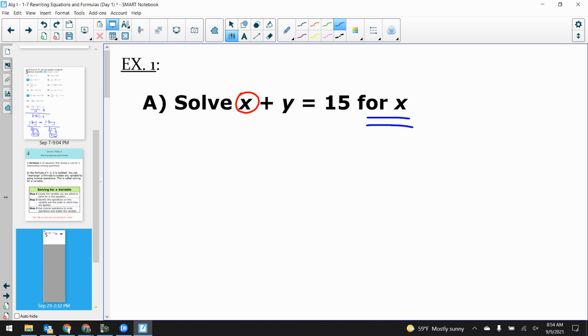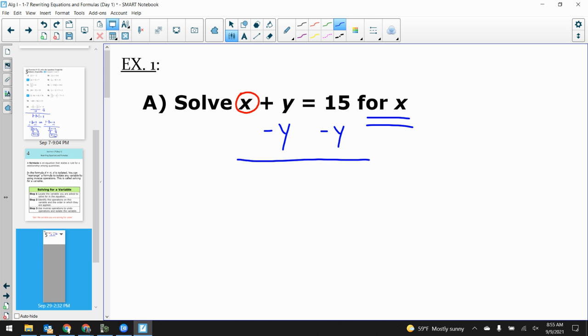Now, what's being done to x? What's the operation that's being done to x? Addition by y, right? How do I undo addition? Subtraction. Now, if this was like x plus 10 equals 15, I would be subtracting 10 over to the other side. If this was x plus 5, I'd be subtracting 5 over to the other side. Since it's y, I'm just going to take y and subtract it over to the other side. And again, whatever I do to one side, I got to do to the other.